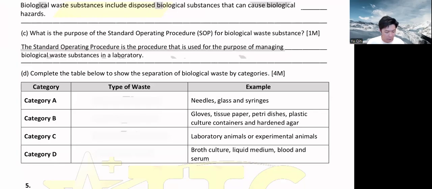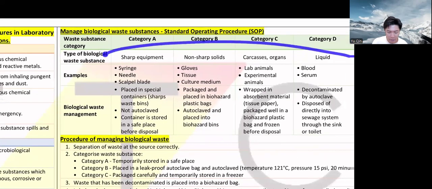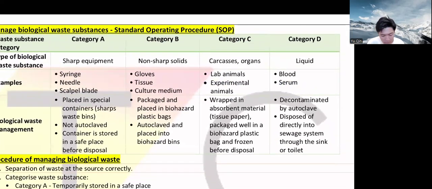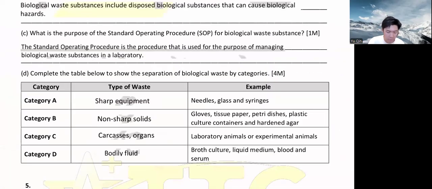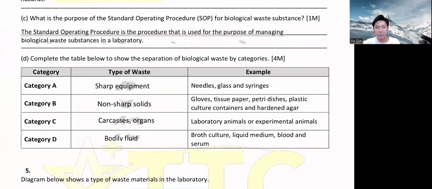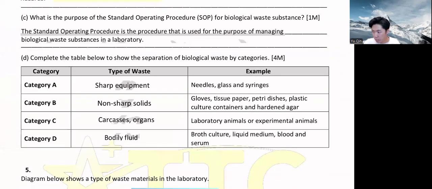Okay, so yeah, there you go. These are the 4 categories that I memorized. So you can write down the categories, the substances onto the box. So here, sharp, non-sharp, carcasses, fluid, liquid. Okay, then let's move on to the next one.